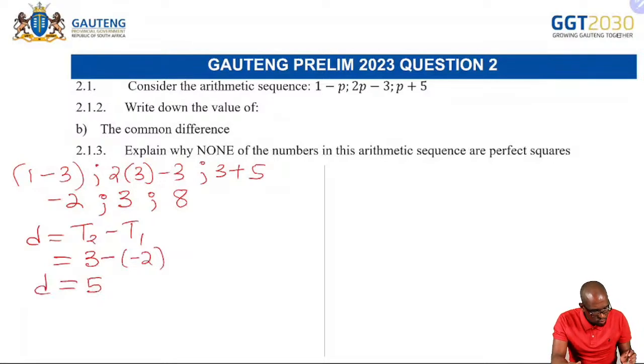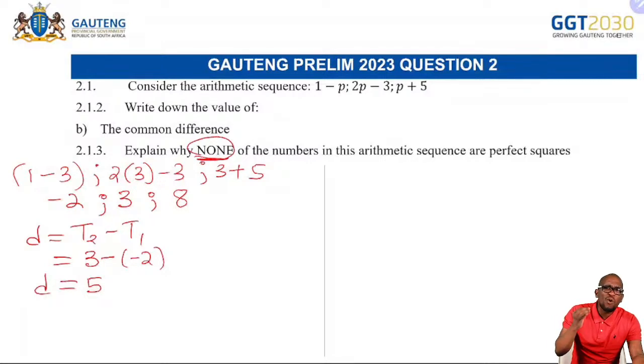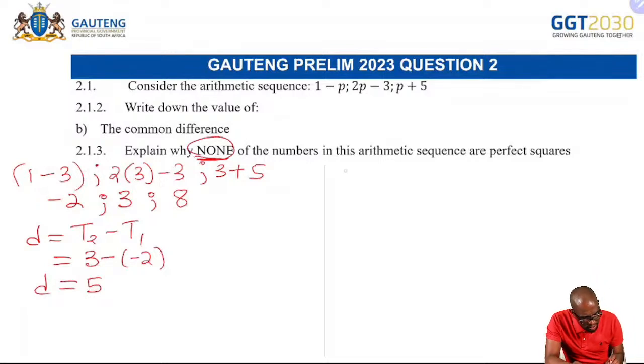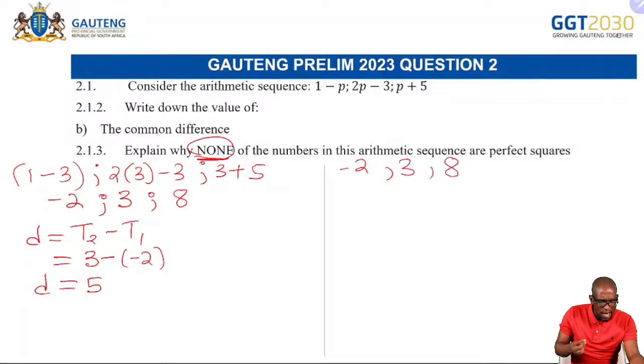Right, now the next question says, explain why none of the numbers in this arithmetic sequence are perfect squares. This question is pitched a bit up. It's a higher order question which requires reasoning, but it's not that deep. When you understand your perfect squares, then you can respond to this. If we look at the pattern, minus 2, 3, and 8. So the question is, explain why none of these numbers are perfect squares.